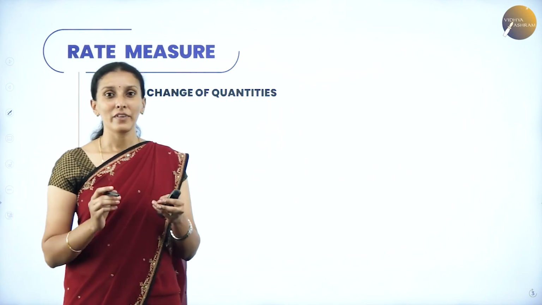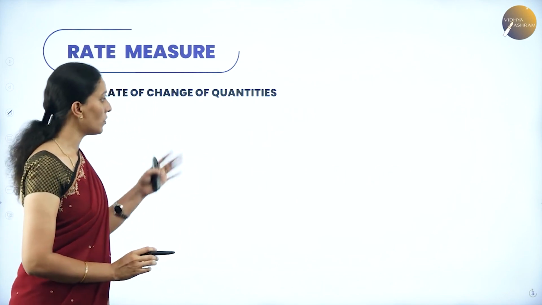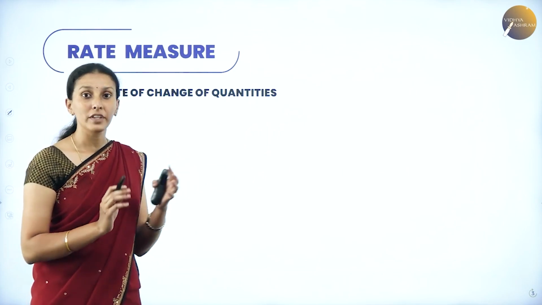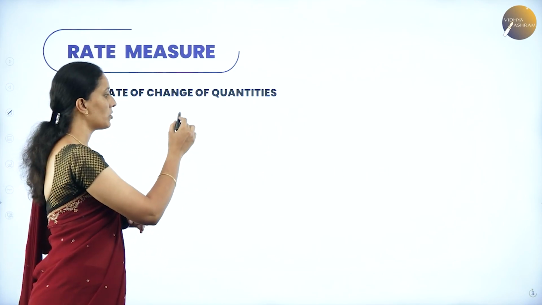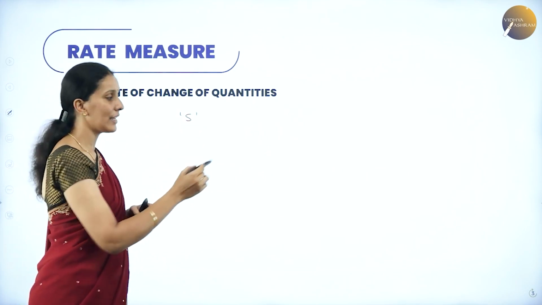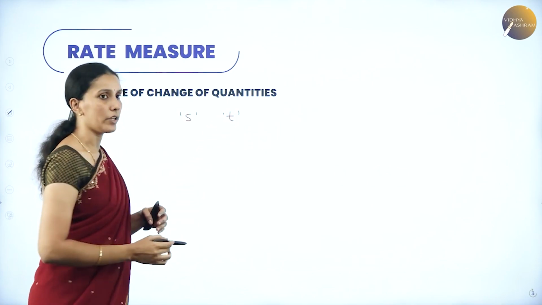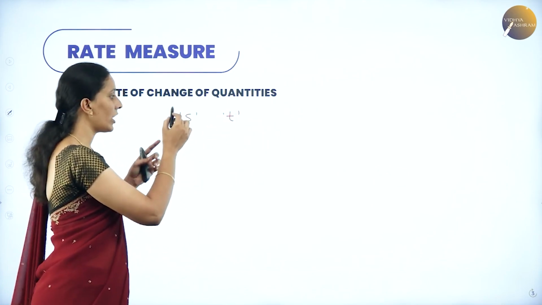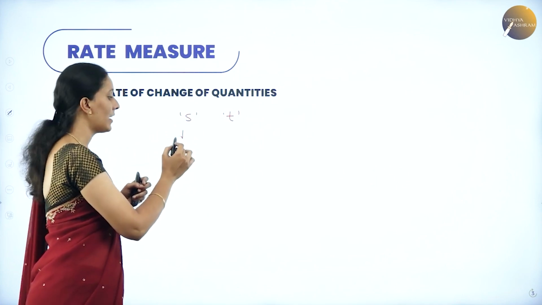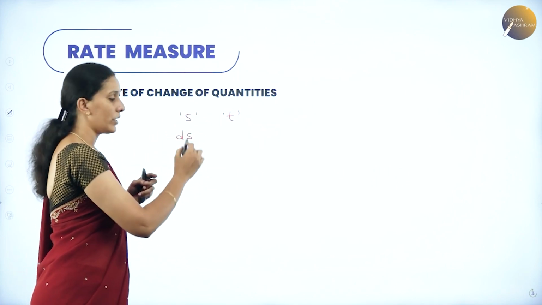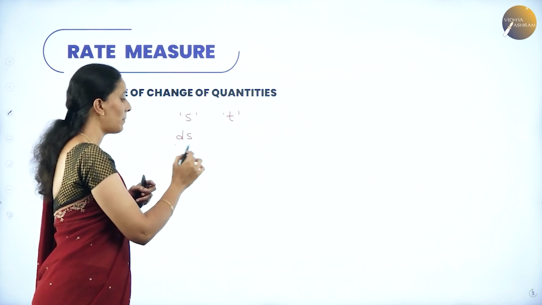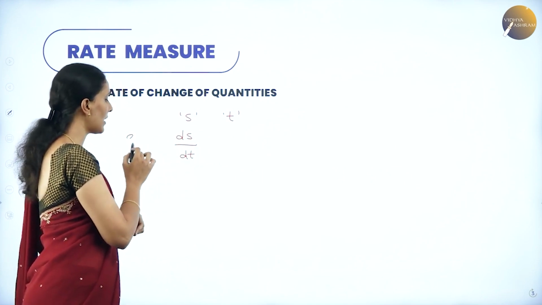So along with this, we have some physics applications also. So what is rate of change of distance with respect to time? So usually we denote s as distance and t as time. So we know that rate of change of displacement is nothing but ds, rate of change of time is dt. So displacement with respect to time is nothing but your speed.